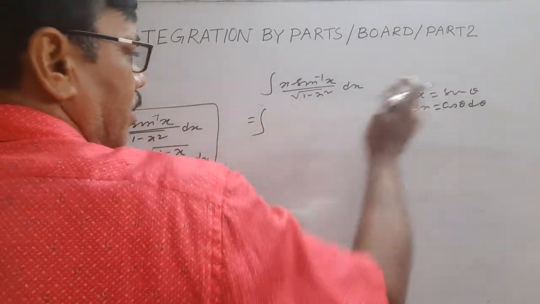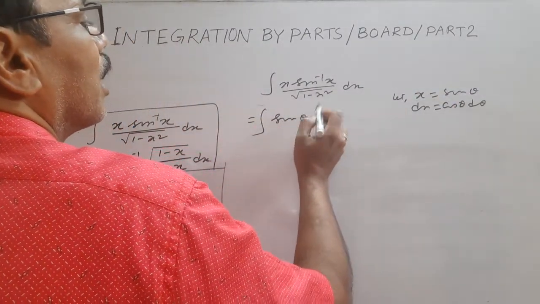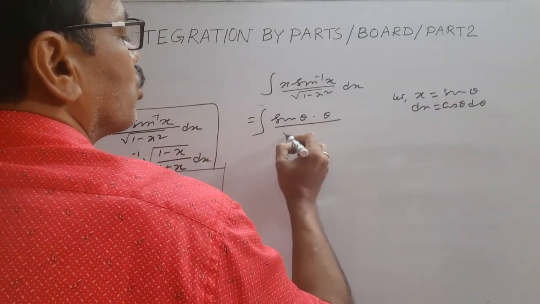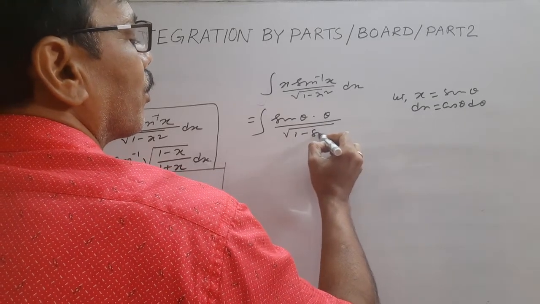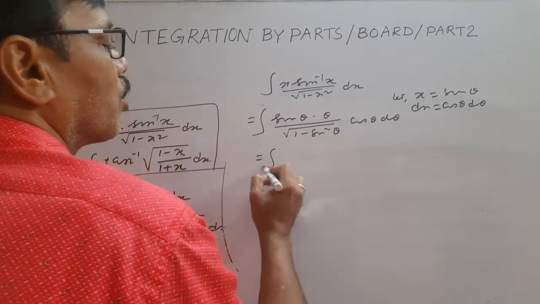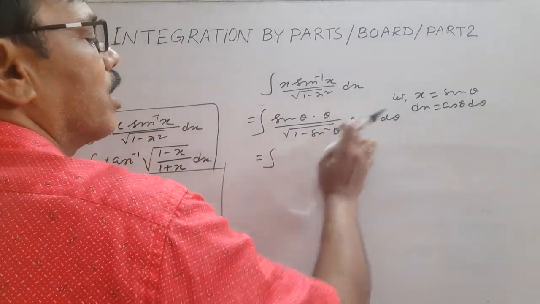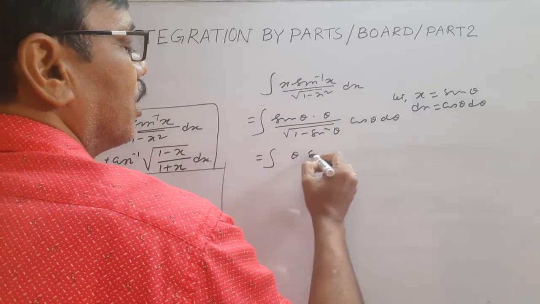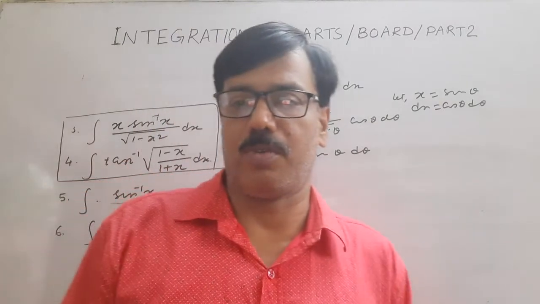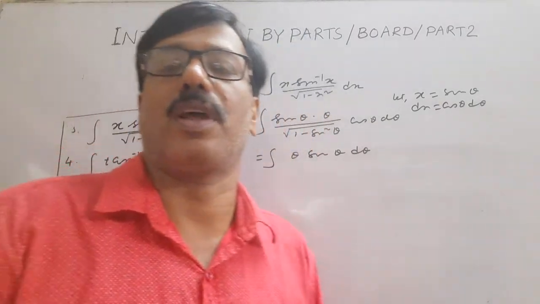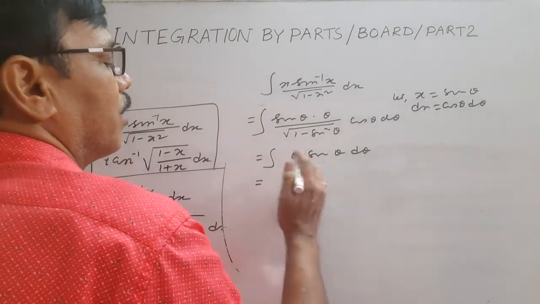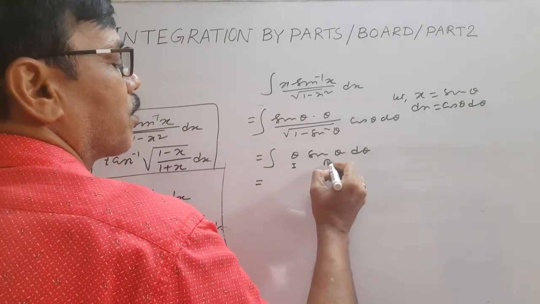So what is x? x is sine theta, and sine inverse x is theta. This is the integral of theta over 1 minus sine square theta, times cos theta dθ. So 1 minus sine square is cos square, so cos cancels, leaving theta sine theta. This is our first problem of the previous class. So very simple. Trigonometric and algebraic, so it has first preference.